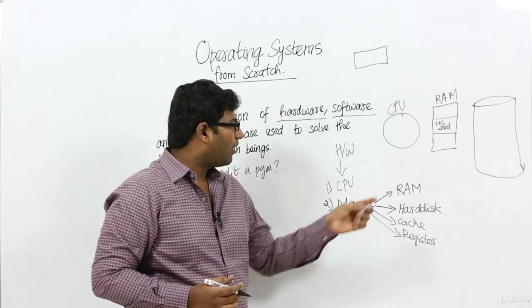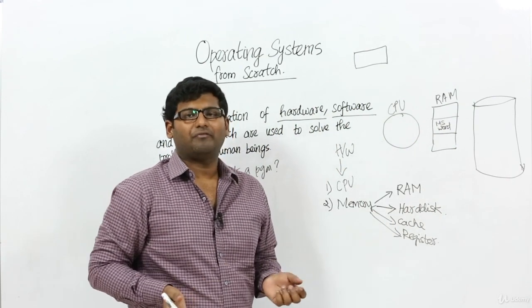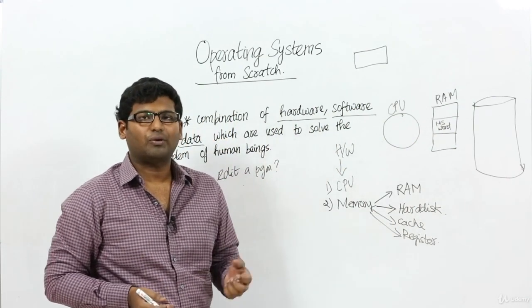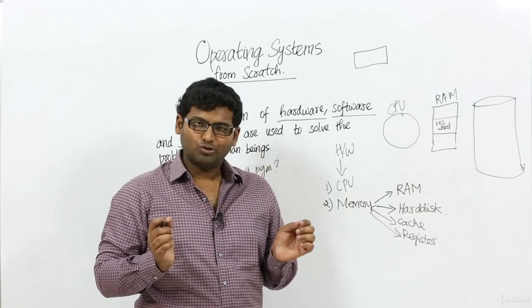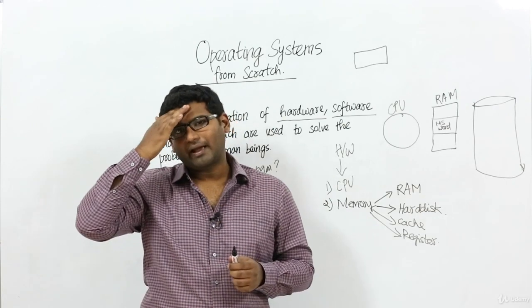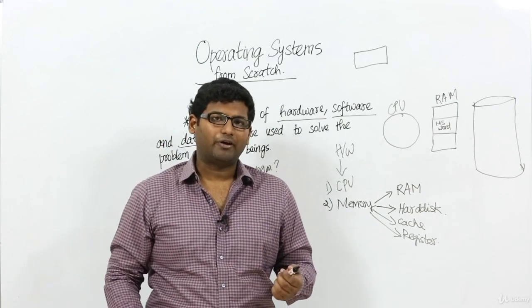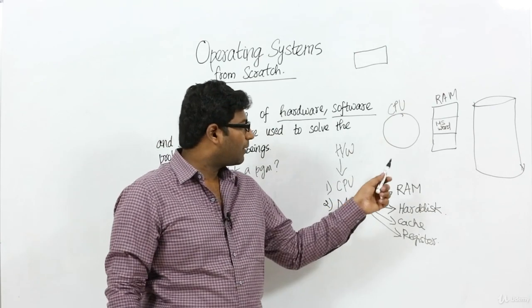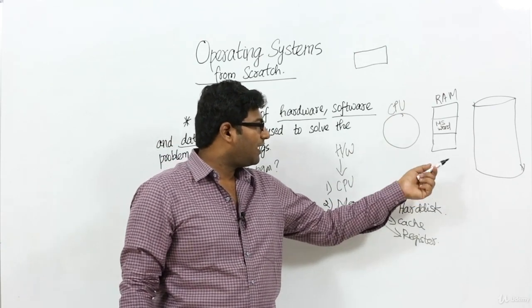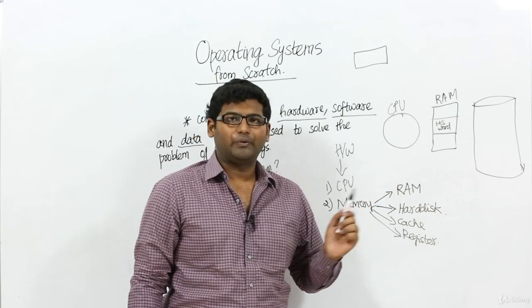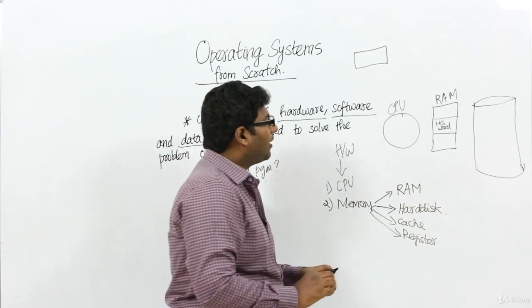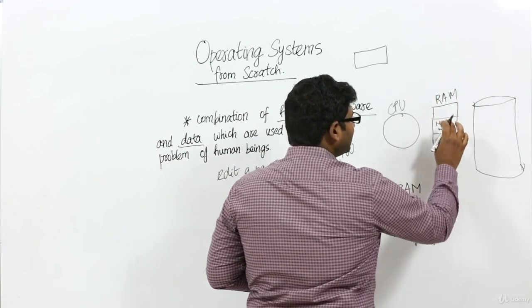Not just MS Word. Take any software, whether it be Google Chrome or Photoshop, there should be a program running at the back end. A program is also called software. Our central processing unit will take the program line by line and execute it. So the most important thing present inside our RAM is the program.